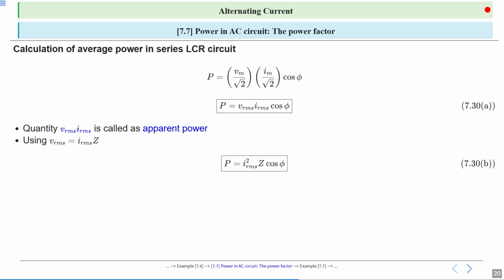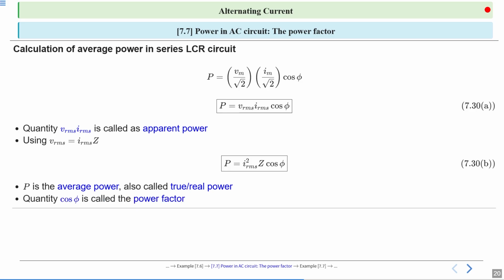This is equation 7.30b. P is the average power, so this P is average power along with this cos phi. Only this term Vrms Irms is apparent power, or we can say virtual power, but along with cos phi it is true power. It is called true power or real power. The quantity cos phi is called the power factor. This factor which is used along with the average power is known as the power factor.